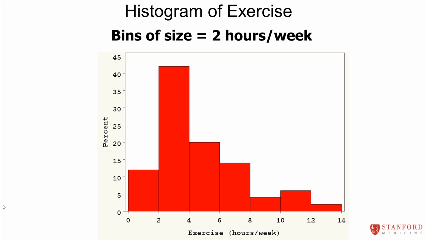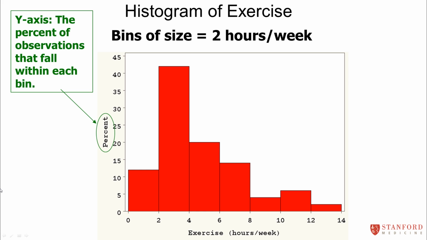We call those bins, and I made bins of 2 hours per week. So I divided up exercise into 0 to 2, 2 to 4, 4 to 6, 6 to 8, 8 to 10, 10 to 12, 12 to 14. And then what this graph shows you is what percent of my observations fall within each of those bins. So the y-axis here is a percentage. It's the percent of observations that occur within each of those bins.